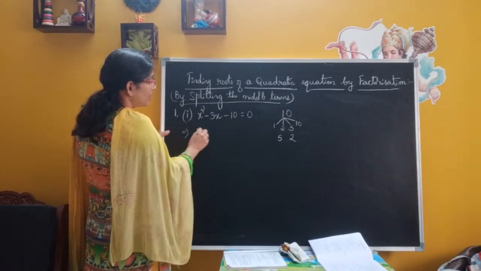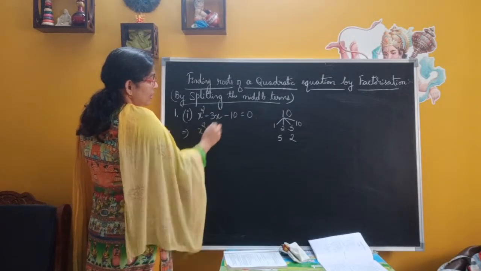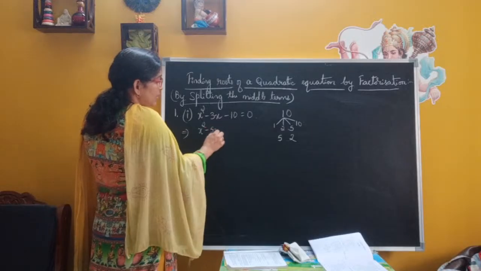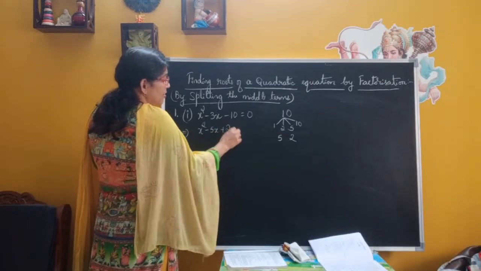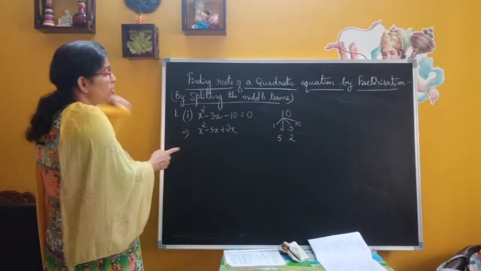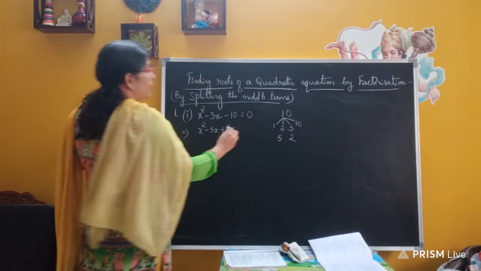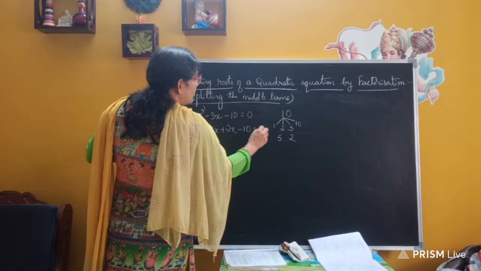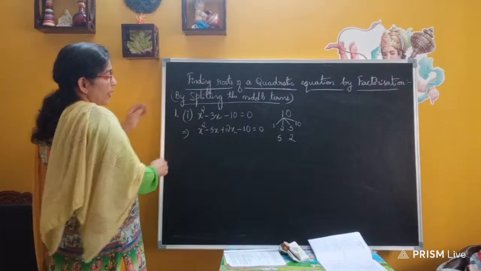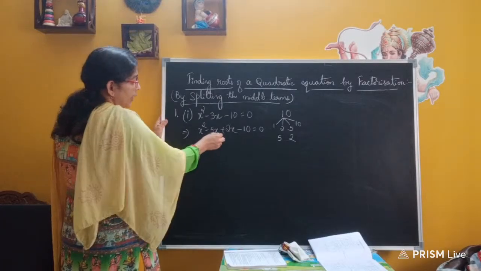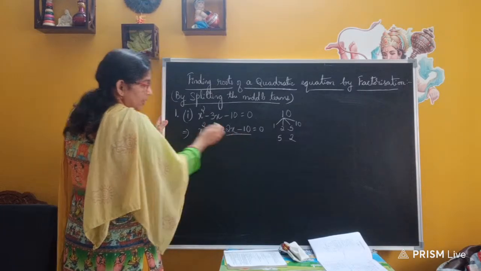So we split this as x square, and I write minus 3x as minus 5x plus 2x. See, minus 5 plus 2 is how much? Minus 3 only. Minus 10 is equal to 0. Now again group them and factorize.